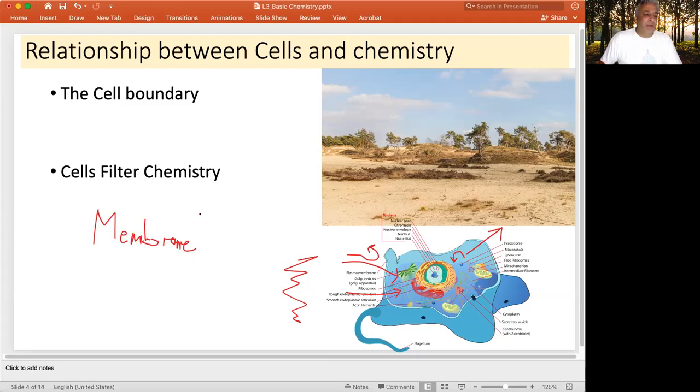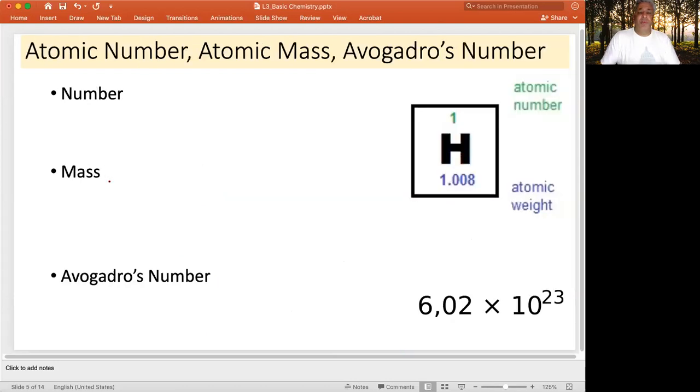All right, so the membrane of a cell acts as a filter that allows some chemistry in and rejects other chemistry, okay? So that's very important. And we'll learn a lot more about membrane in chapter 11 when we get there. So moving on, let's go back into understanding the final bit of simple chemistry.